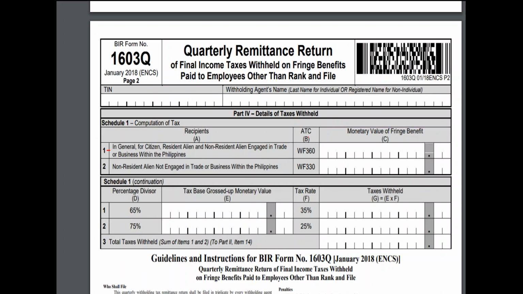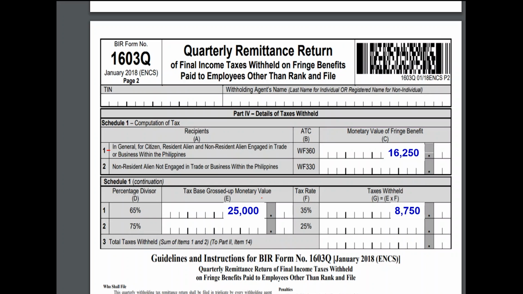Meron na tayong alphanumeric tax code, monetary value. Magkano bang natanggap? 16,250. That is the monetary value. Magkano yung gross up dito sa Schedule 1 continuation? Grossed up, which will serve as the tax base. 16,250 divided by 65%. Na-compute na natin yan, 25,000. And multiply it by 35% to arrive at the fringe benefit tax.